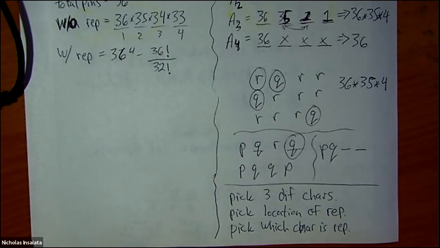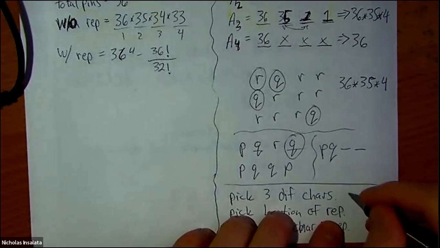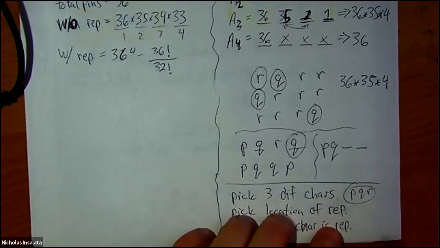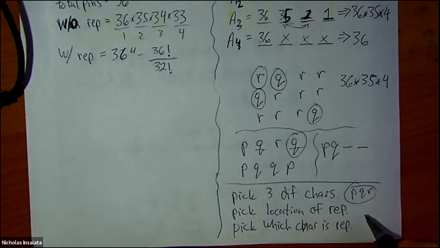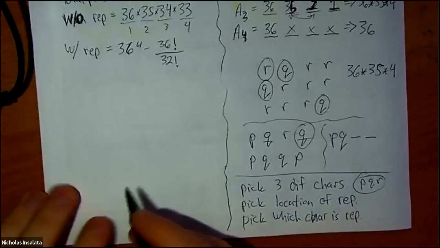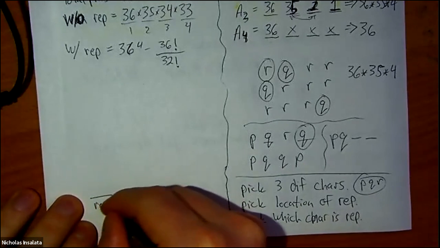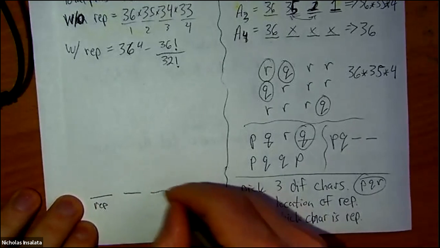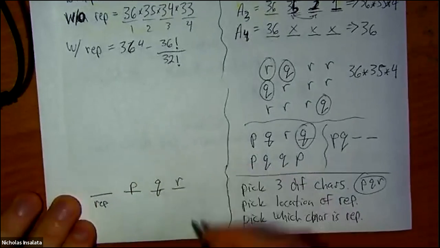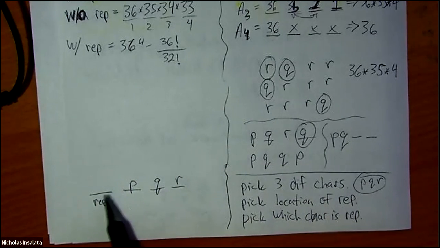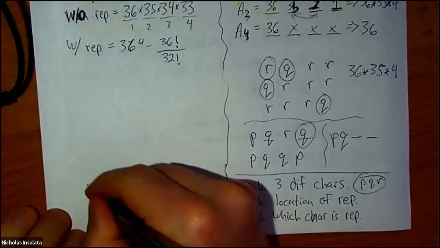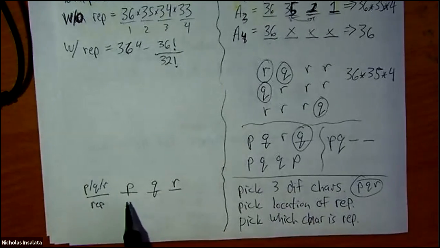So we're going to pick three different characters. Okay, so I pick P, Q, and R. Those are my three characters. I'm going to pick the location of the repetition. So let's say I pick that the first slot is going to be repeated. So here's my repeat slot, and then I have P, Q, and R here. Then I pick which character is repeated. So I could have P or Q or R in here, right?